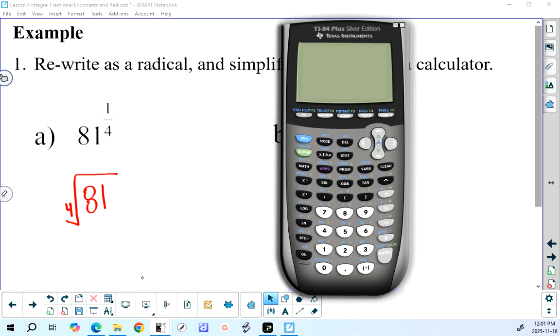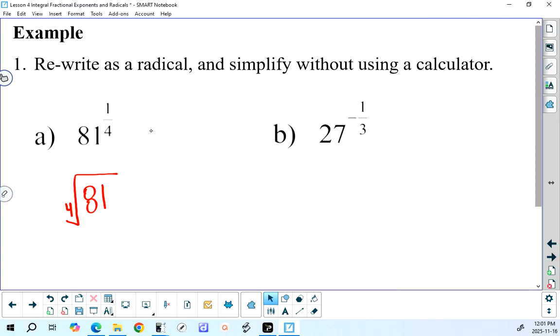What number multiplied by itself 4 times gives you 81? And maybe you'll try the number 2. Maybe you'll see if 2 multiplied by itself 4 times gives you 81, and it doesn't. Then maybe you graduate to the number 3. And 3 multiplied by itself 4 times is 3 times 3 times 3 times 3, which is 3 to the 4. It in fact gives you 81, so this is equal to 3.